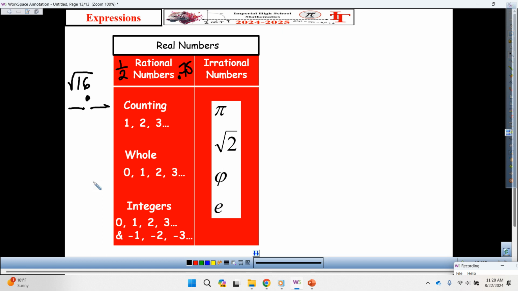Tell your neighbor, what's that number? What's the number times itself that gives us that number? Who's got it? Everyone? What's that number? 4. 4 times 4. However, there is another number times itself that gives us that number. You're like, what? Yeah. -4 times -4. What is negative times a negative? Positive 16. So that means this one falls under which category? Yeah, integers, because it's positive 4 and -4.